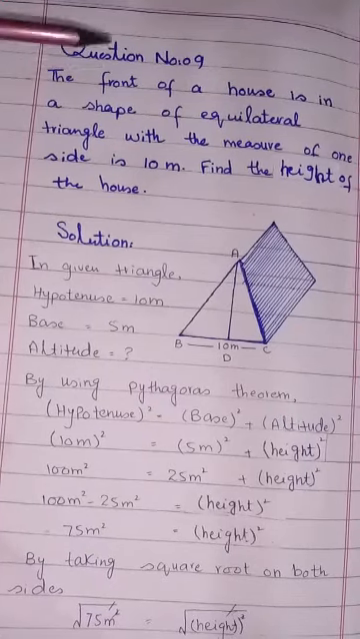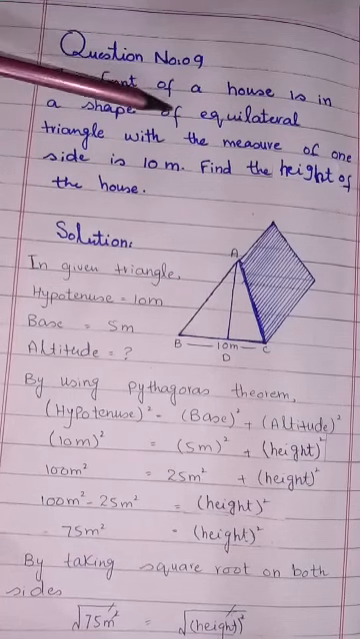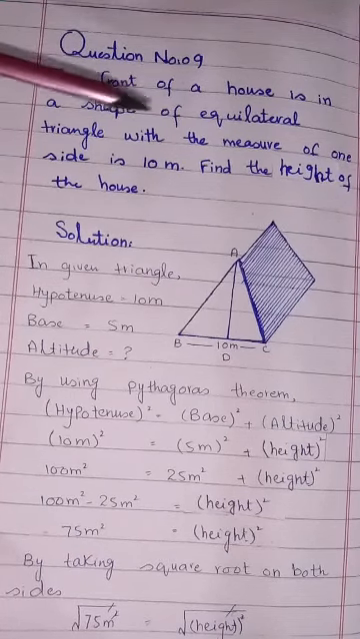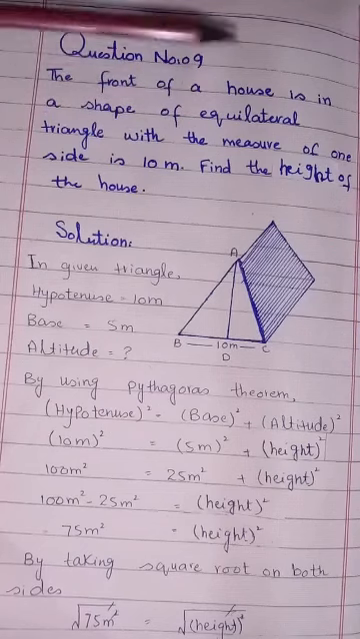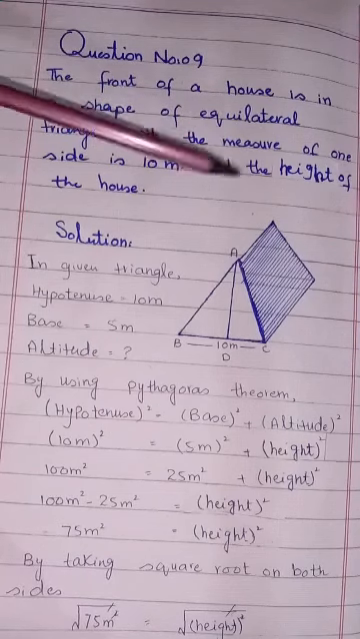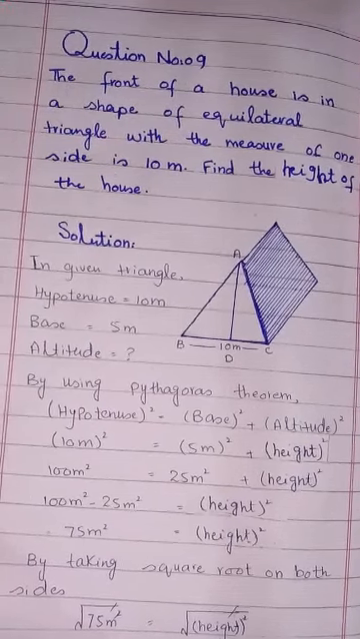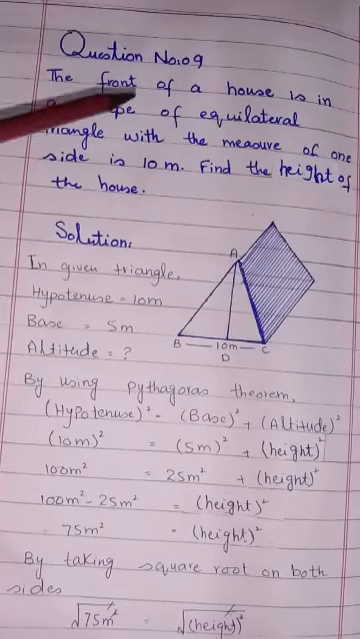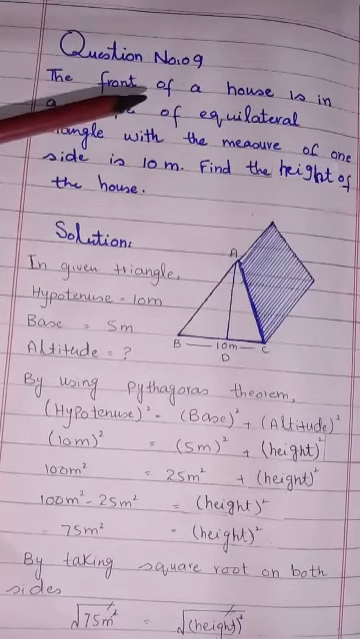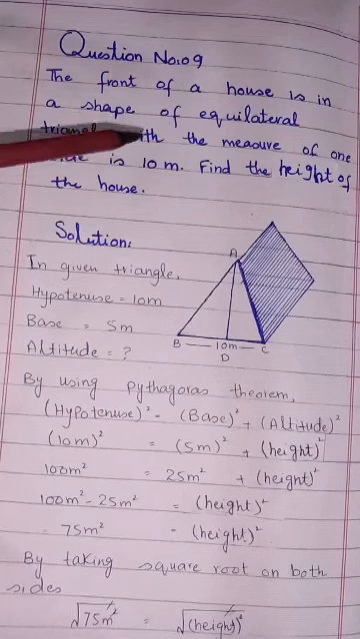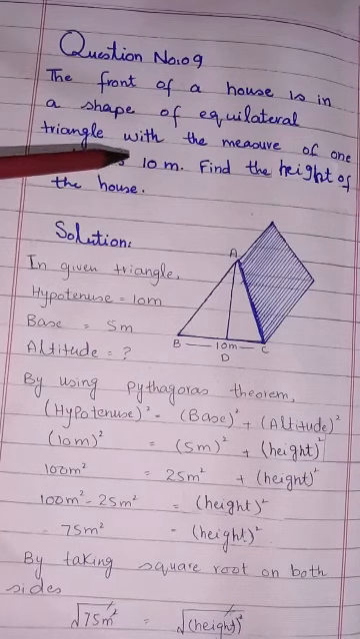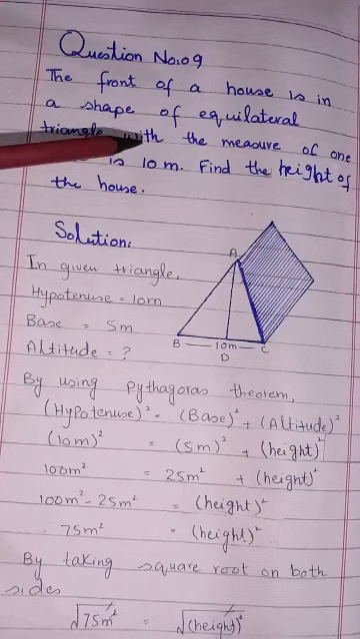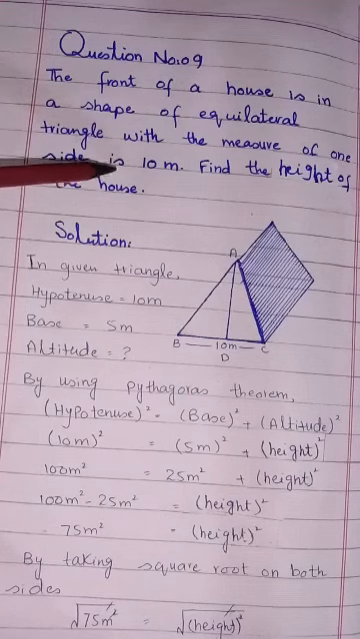Now students, here is our question number 9. The statement is: the front of a house is in the shape of an equilateral triangle with the measure of one side 10 meter. Find the height of the house. Students, first of all, we have to know what an equilateral triangle is. An equilateral triangle is a kind of triangle which has 3 equal sides. It means the measurement of 3 sides must be the same. Then this type of triangle is known as an equilateral triangle.